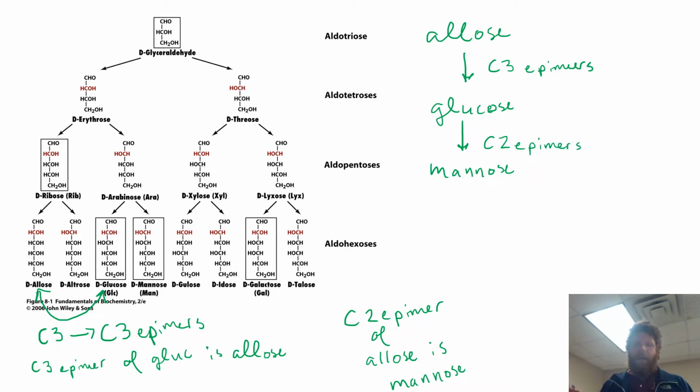One thing that would not be acceptable, though, is to say that mannose is the C2, C3 epimer of allose. And the reason for that is because an epimer is variation about one carbon. Mannose and allose are related because they're diastereomers, but that's where you want to limit your relationship talk there.